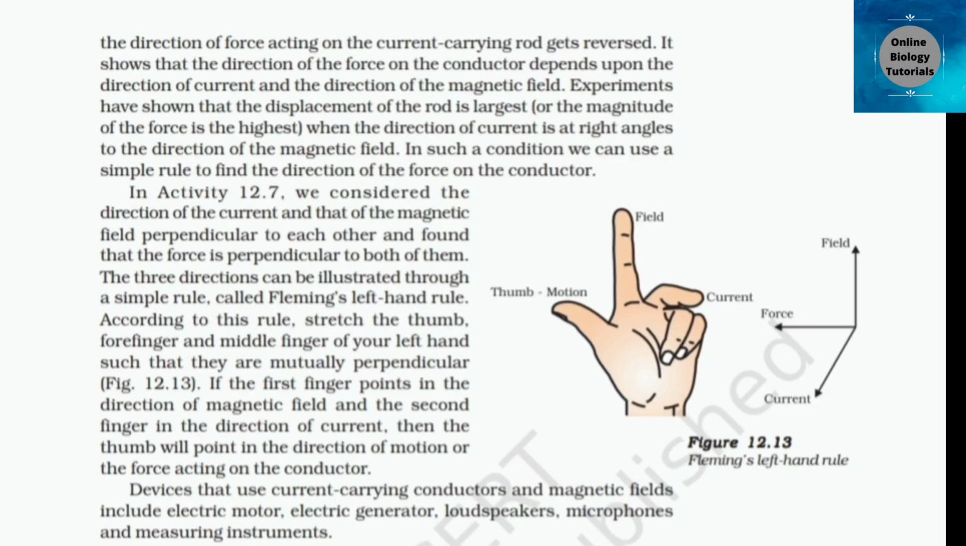In such a condition, we can use a simple rule to find the direction of the force on the conductor. In activity 12.7, we considered the direction of the current and that of the magnetic field perpendicular to each other, and found that the force is perpendicular to both of them. The three directions can be illustrated through a simple rule, called Fleming's left-hand rule. According to this rule, stretch the thumb, forefinger and middle finger of your left hand such that they are mutually perpendicular. Figure 12.13. If the first finger points in the direction of magnetic field and the second finger in the direction of current, then the thumb will point in the direction of motion or the force acting on the conductor.